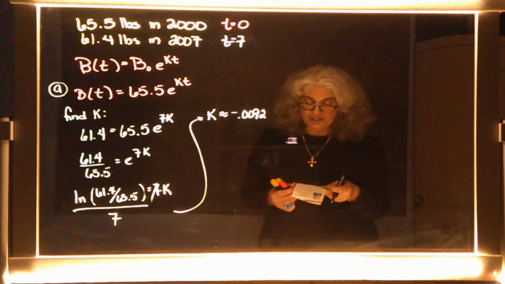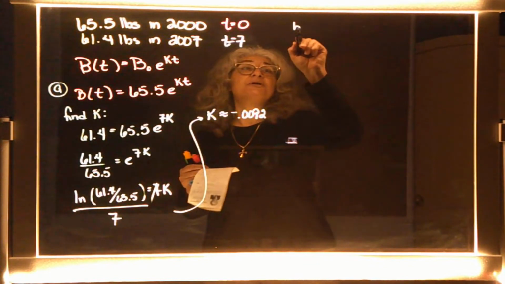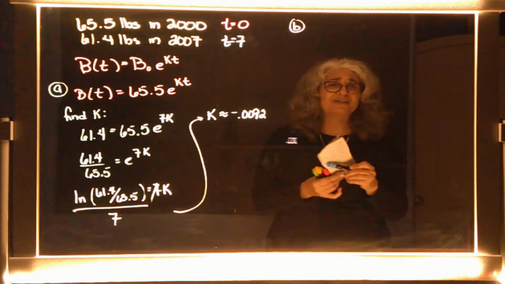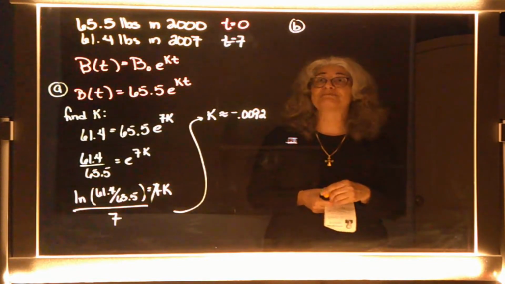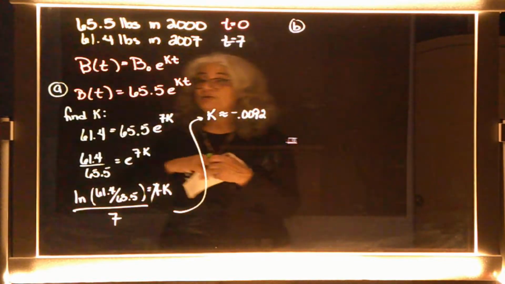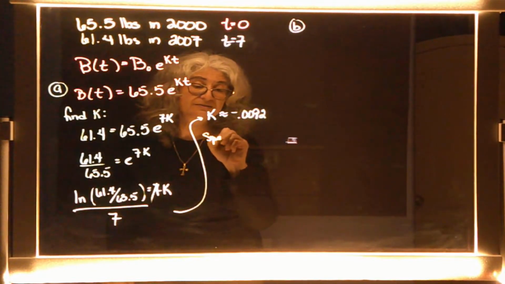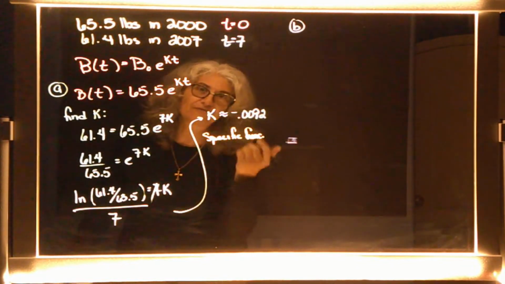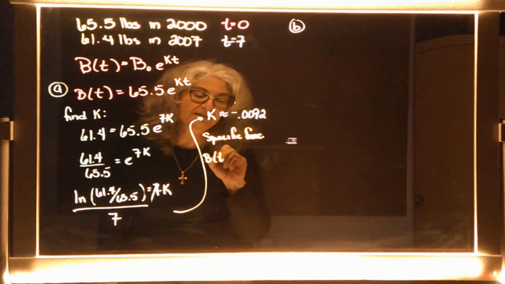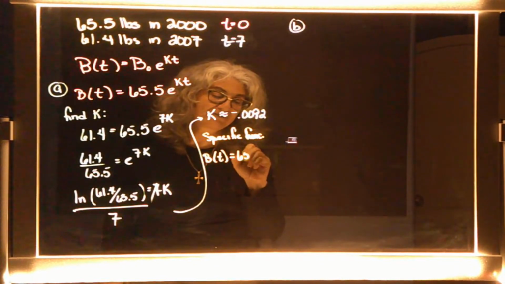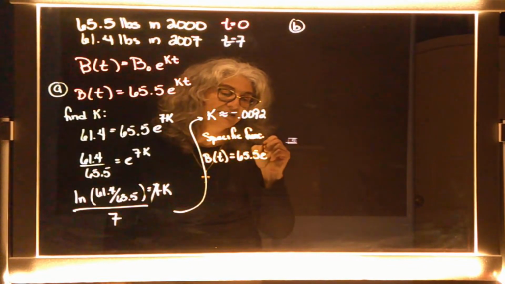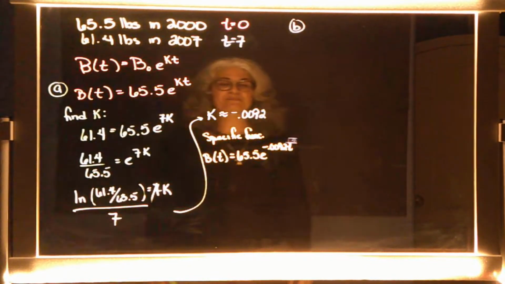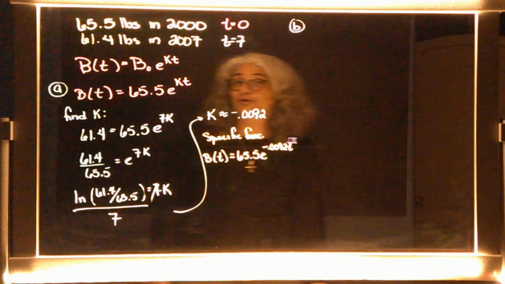Awesome. Okay. And now there's a part B. Oh, wait. Yeah, wait. I got the k. Maybe I should actually write the specific equation. Yeah. Can't go to part B until I got my equation written down. Okay, so here's your specific function, I should say. Excuse me, function, because it's a function, not an equation. So B of t is equal to 65.5 times e to the negative 0.0092 t. Got it. All right. Now I can go to part B, right? Okay.